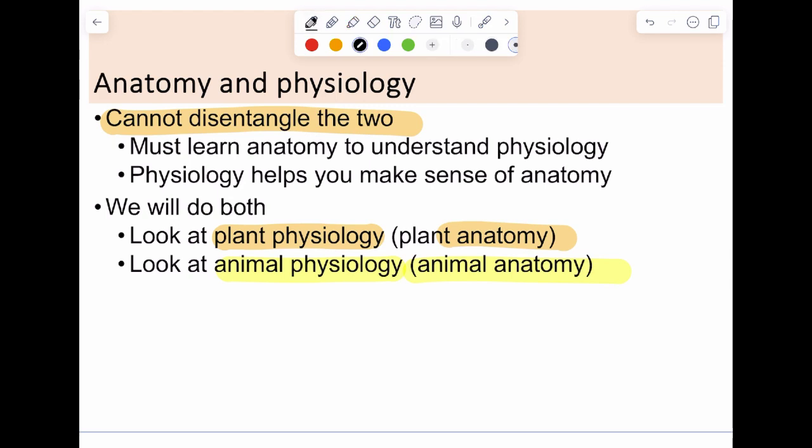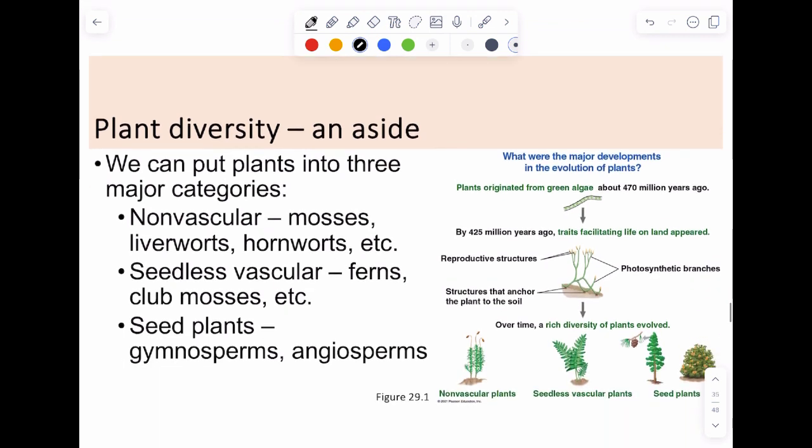So we should talk some plant anatomy. Plants. There's lots of types of plants. Group number one, let's call them the non-vascular plants. These are all small. They might be at best an inch and a half in length, if you're lucky. So things like the mosses, hornworts, liverworts.